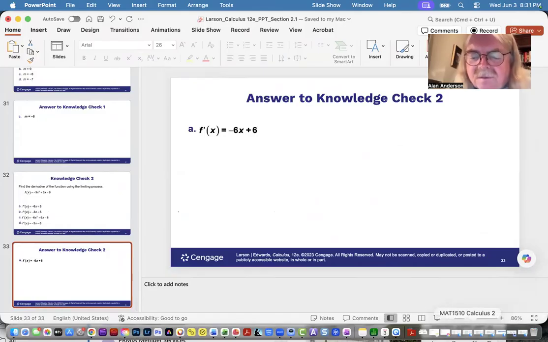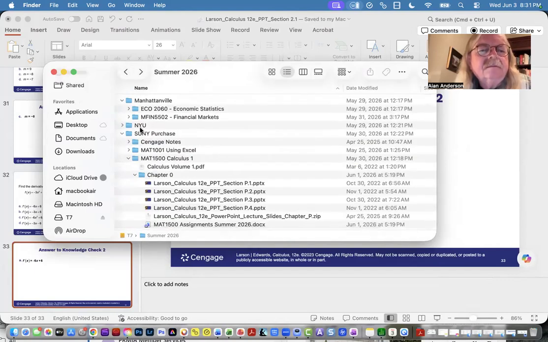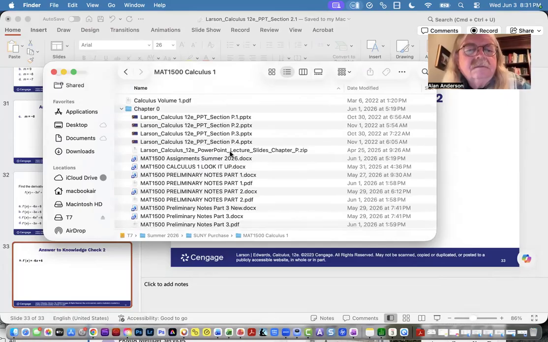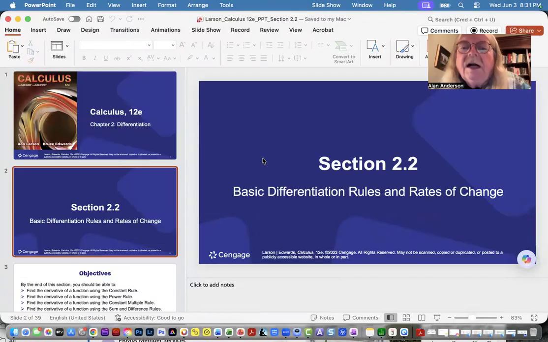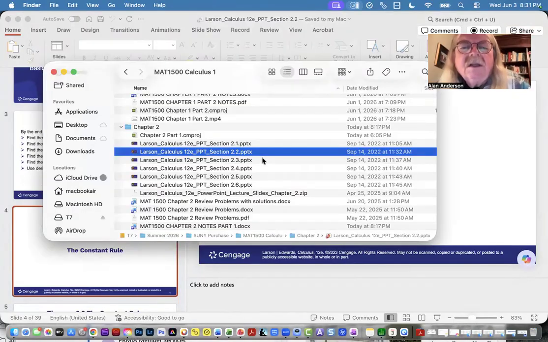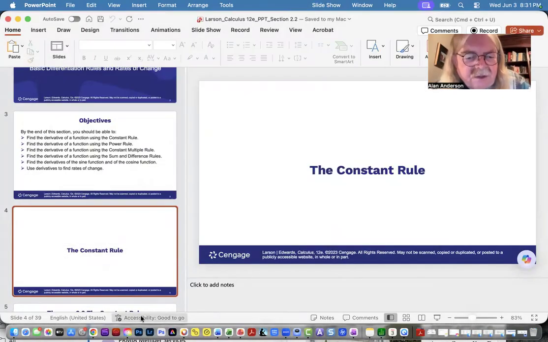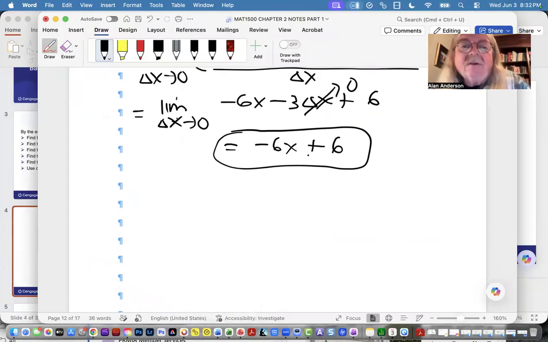Now that was 2.1. I'm not sure if we have time to do any more, but let's see at least what's in 2.2. Ah, it looks like it never got that open. Ah, the rules. Yes, the rules. You'll be so happy when you see how straightforward these rules are. What this is all about in 2.2 is the rules that we'll follow. We're not going to do these limit definitions maybe ever again.